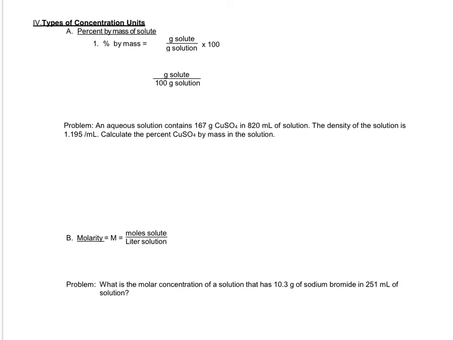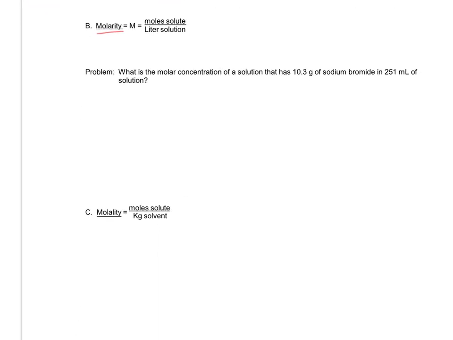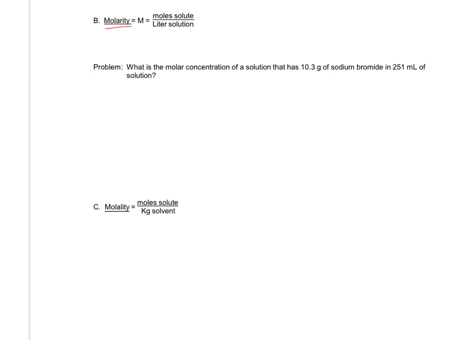This next video goes over the different types of concentration units. In chemistry, we can't just rely on terms such as concentrated and dilute to describe the amount of solute in a solution. We have to be more specific. So the three major types of concentration units we're going to cover this semester are percent by mass, the second is molarity, which many of you are more familiar with, and the last is molality.